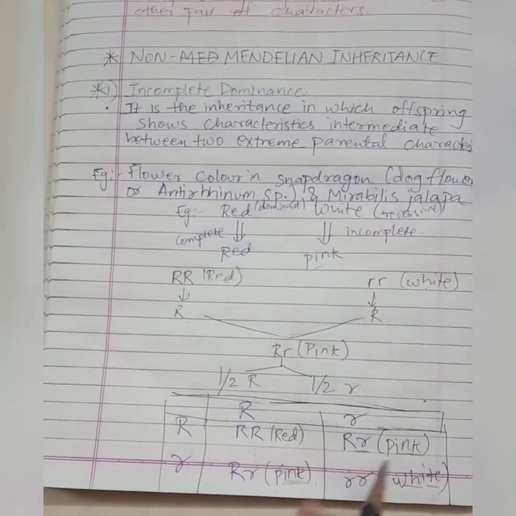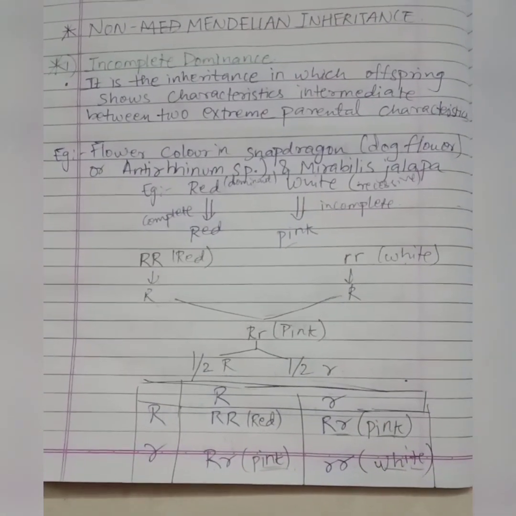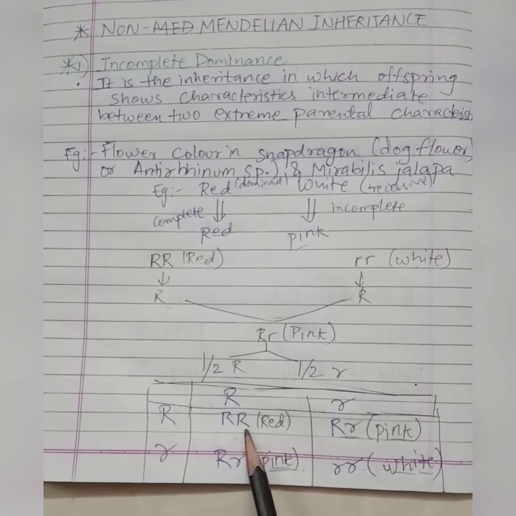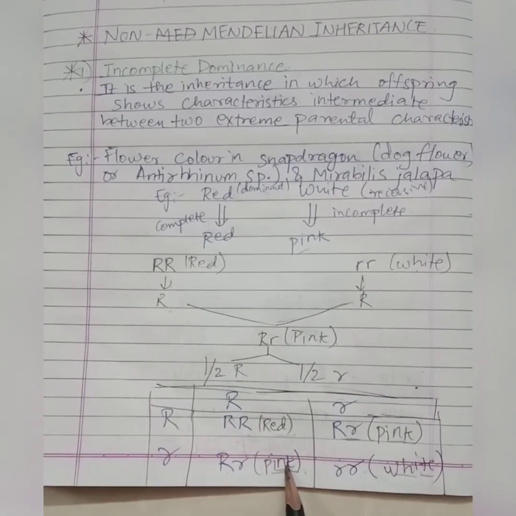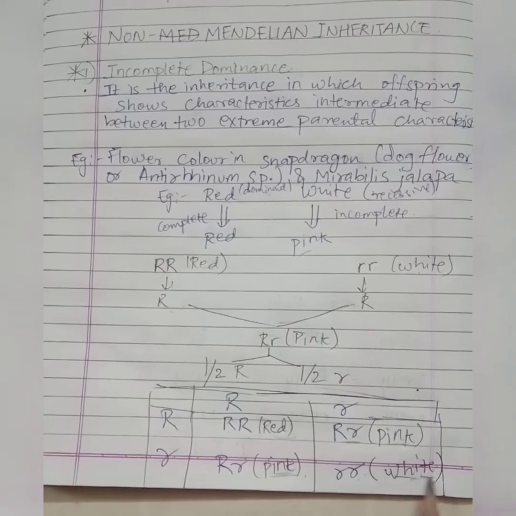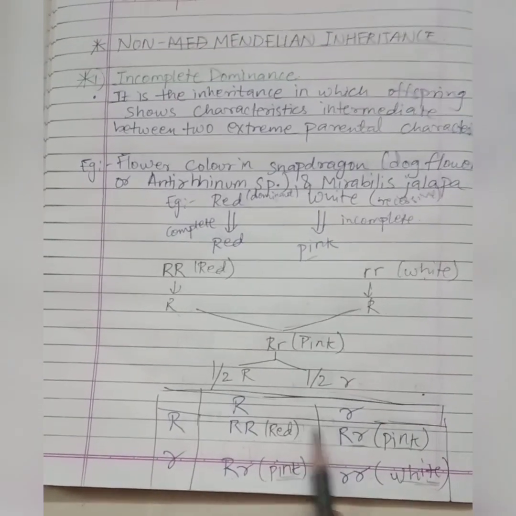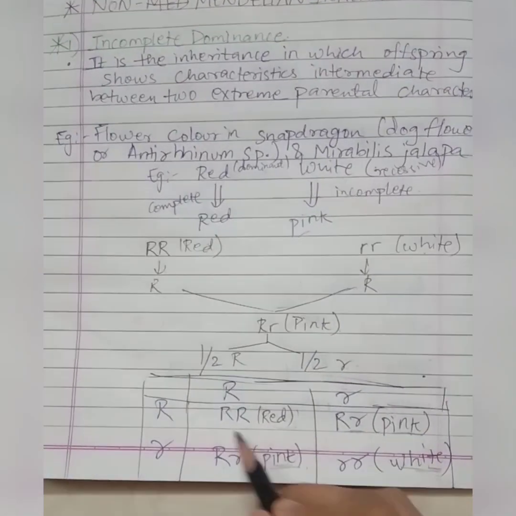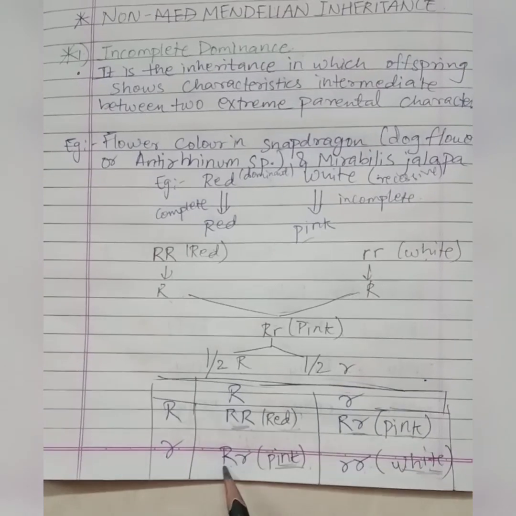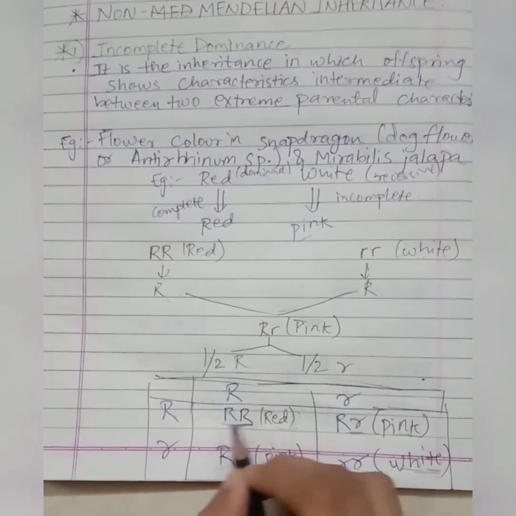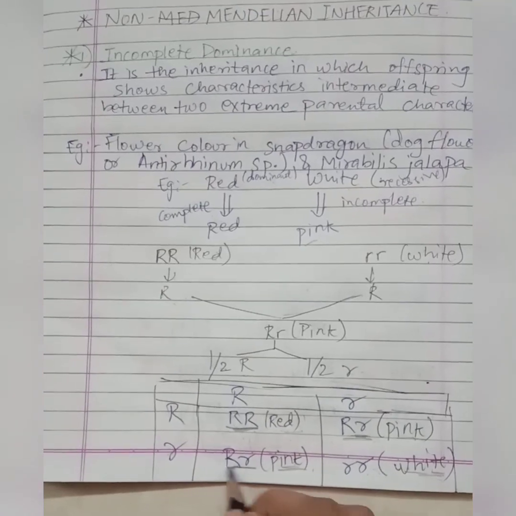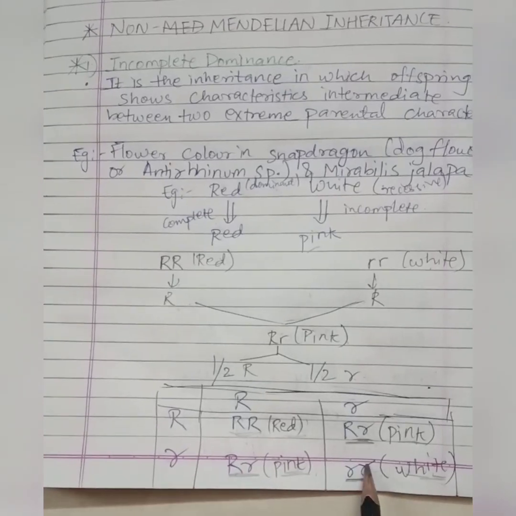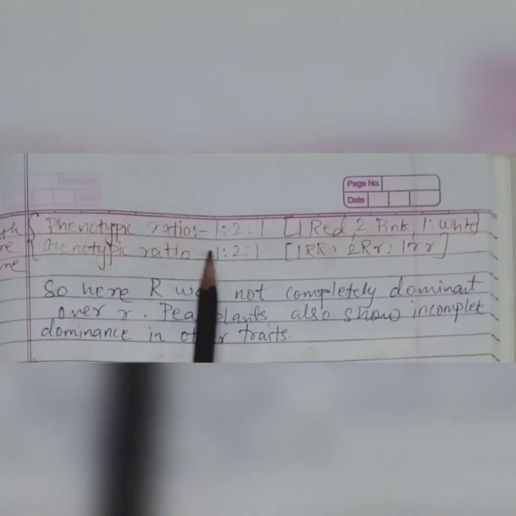Now let us see their ratios. So the phenotypic ratio will be 1:2:1. So 1 is for red and 2 is for pink, and again the 1 is for white. So the phenotypic ratio will be 1:2:1. Now the genotypic ratio will be 1:2:1. These are the genotypes. So the genotypic ratio will also be 1:2:1. This is the genotypic and phenotypic ratio.